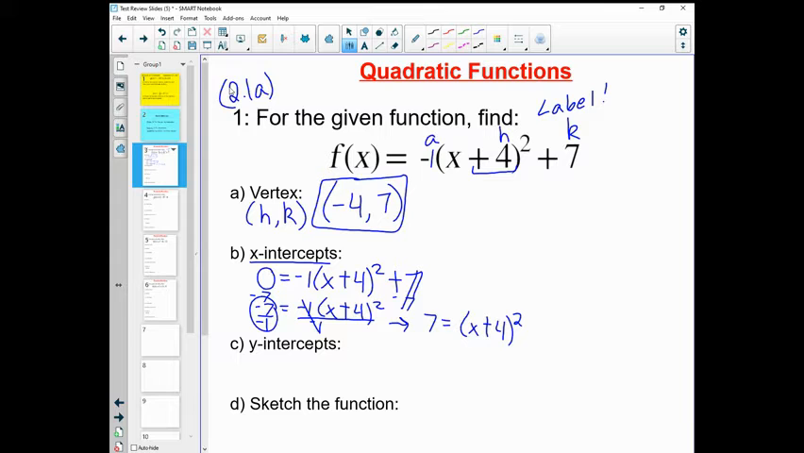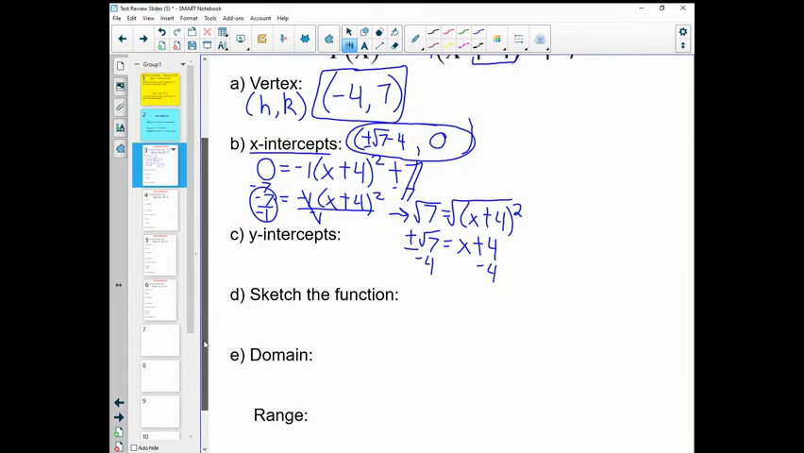To undo something that's squared, I'm going to take the square root of both sides. The square root of 7 is just the square root of 7. Don't forget your plus or minus there. Because we did take a square root, you need the plus or minus symbol. Now to get x by itself, I'm going to subtract 4 from both sides. So our x-intercept is plus or minus the square root of 7 minus 4, 0. And that is an ordered pair for that notation.